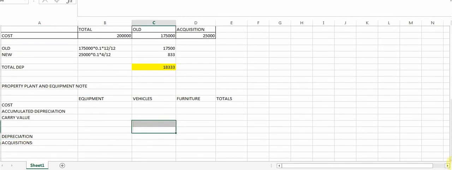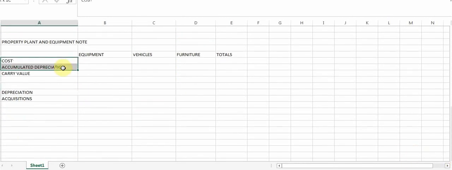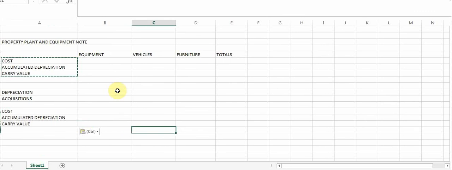And again at the end I'm just going to copy this again. I'm going to have cost, accumulated depreciation, and carry value. That is the layout I have to use when I am calculating my PPE note. So what do I start with?